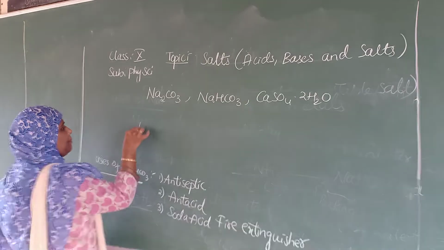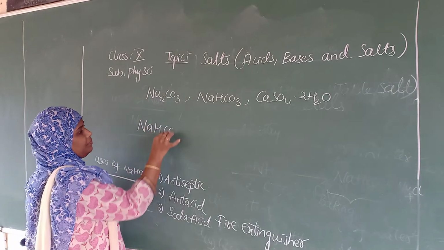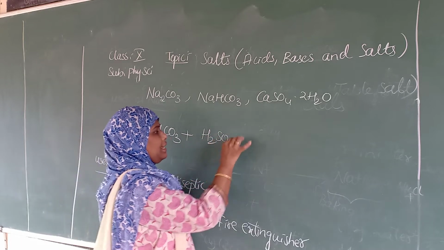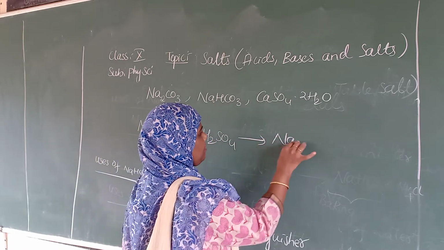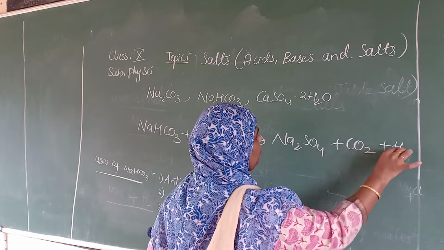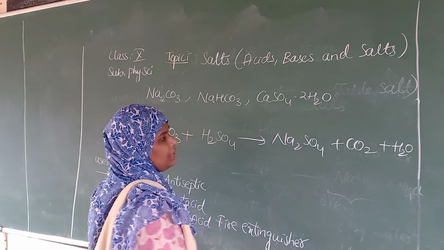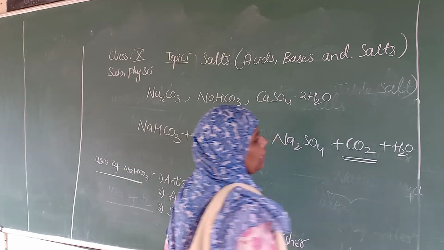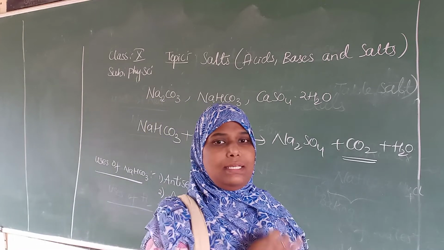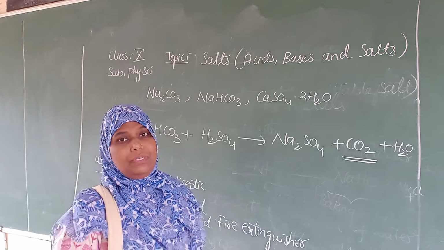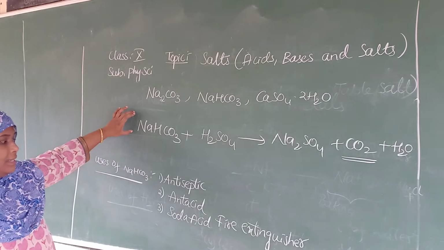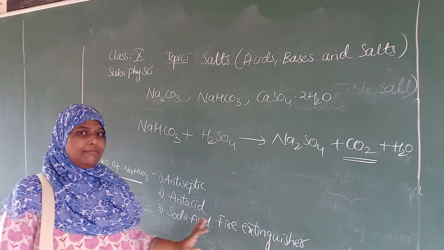Whenever baking soda reacts with an acid, for example H2SO4, it forms sodium sulfate, carbon dioxide and water. And we know that carbon dioxide is a non-supporter of combustion, hence this is used to put out the fire. So this is the principle behind the working of a soda acid fire extinguisher.